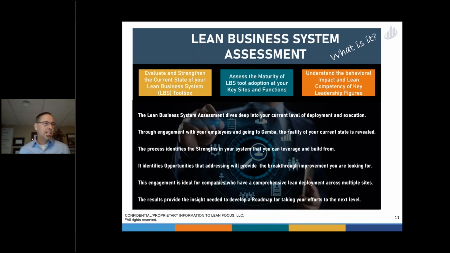And so getting into the details of the assessment, it dives deep into the current level of deployment and execution through engagement with your employees and go into Gemba. We'll talk more about each one of these, but the reality of the current state is revealed. The process identifies the strengths in the system that we can leverage. Every business system deployment has some strengths. You've all got some strengths to build from. We identify those, but then we also look at the opportunities that, if we address those, will provide some breakthrough improvement for you.